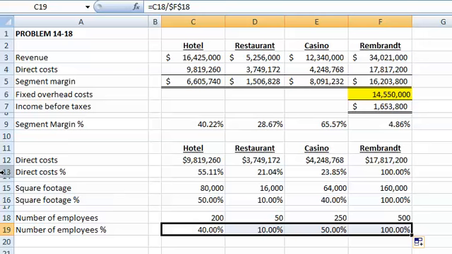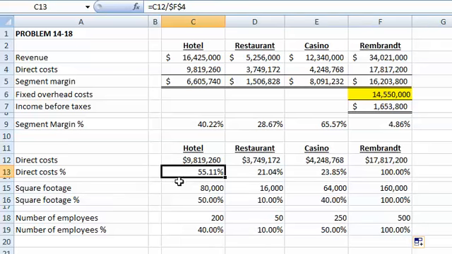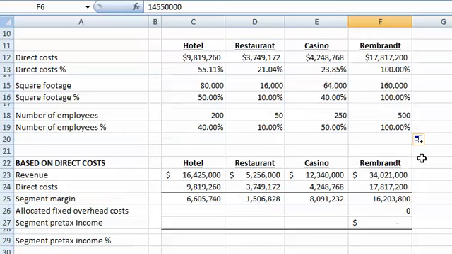Again, we're going to consider different allocation bases, and we can see that if we allocate on the basis of direct costs, the hotel will be assigned the largest proportion, whereas if we allocate on the number of employees, the casino will be assigned the largest portion of this $14 million in fixed cost. Let's go ahead and begin our allocation based on direct cost.